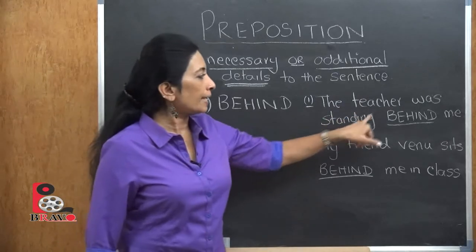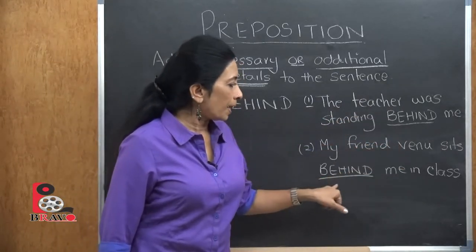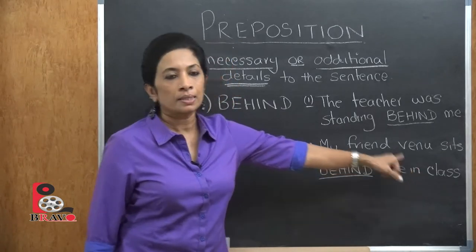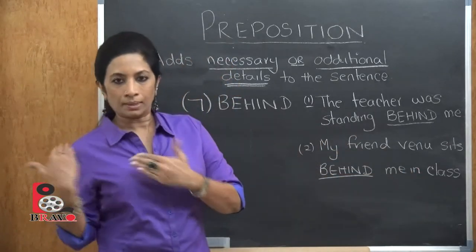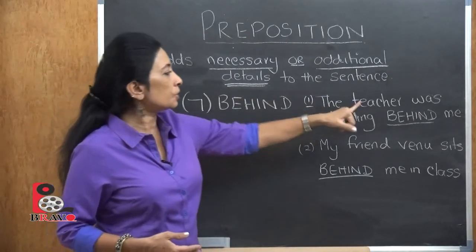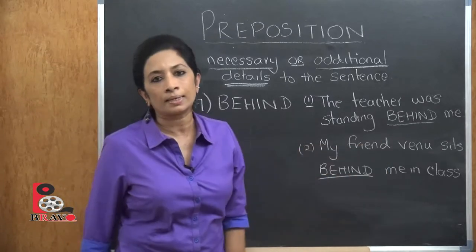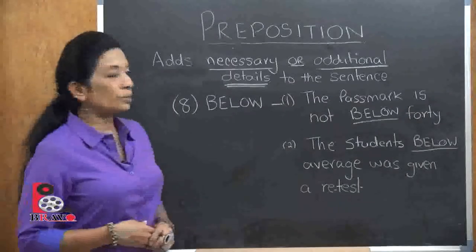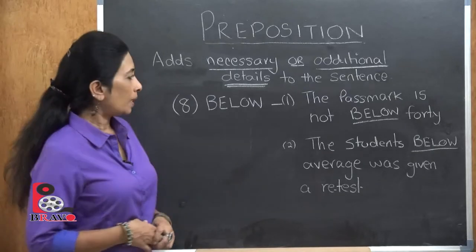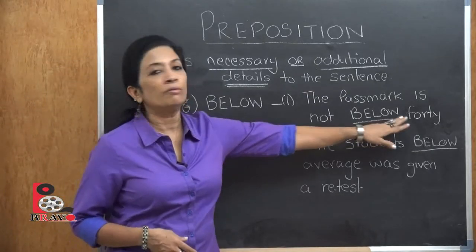So the teacher was standing behind me. My friend Venu sits behind me in the class. So he sits at the back of me. So another meaning is the behind. So there's two sentences. The teacher was standing behind me. The friend Venu sits behind me in the class. Okay, the eighth word is below. The pass mark is not below 40.